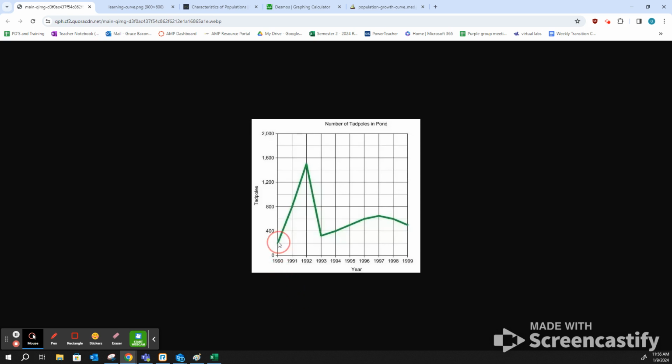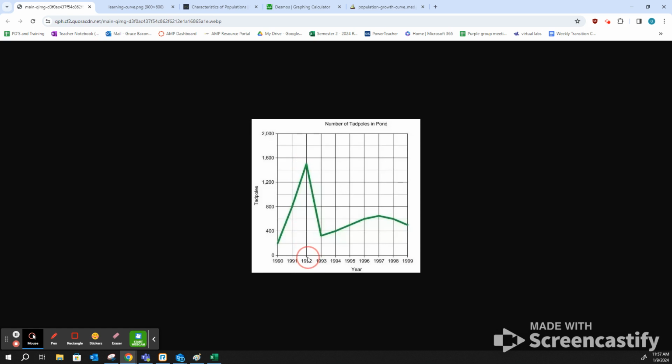If someone was to ask you, for example, what year were there the most tadpoles in this pond, then what you would want to do is figure out, okay, well, at what point in my graph is the graph the highest? Where do I have the most tadpoles? So I want to say, looking at my graph, where is the highest? That's going to be right here. So that means the most tadpoles I ever got was between, we said each of these is 200, so it's between 1,400 and 1,600. So the most tadpoles I ever got was about 1,500 tadpoles, and that happened in the year 1992.